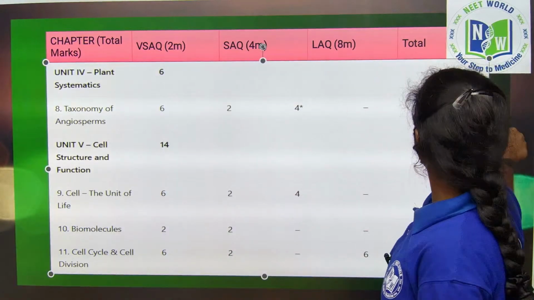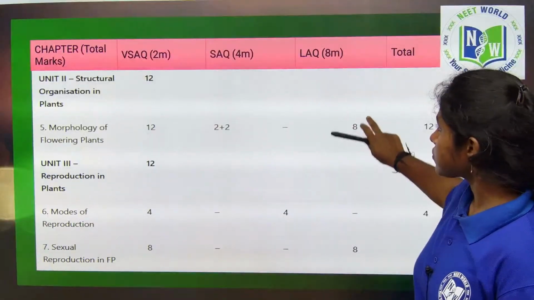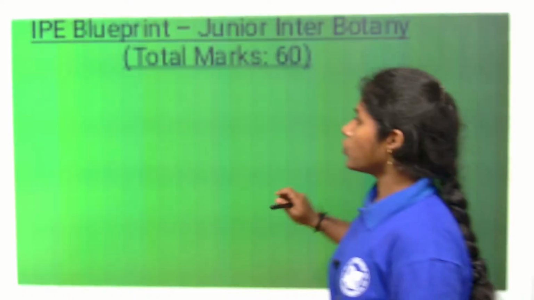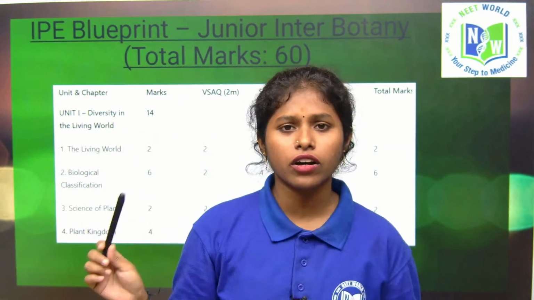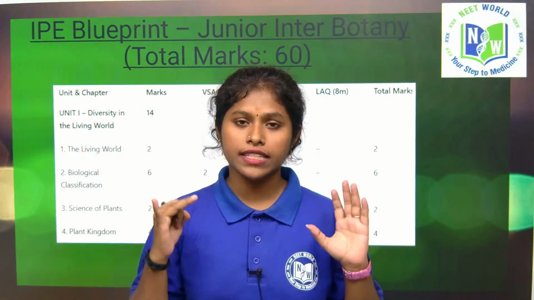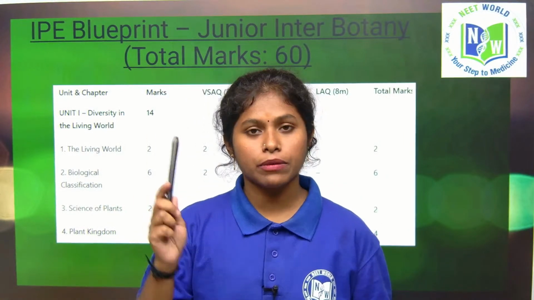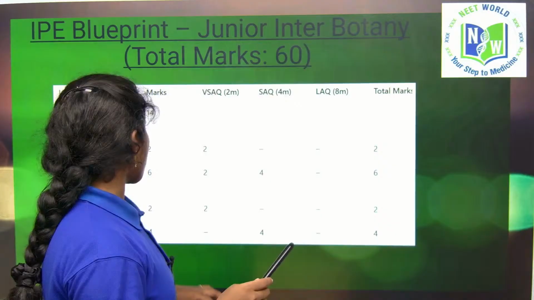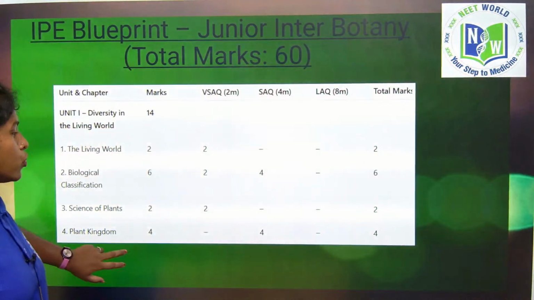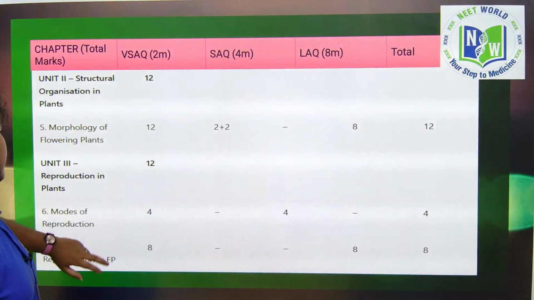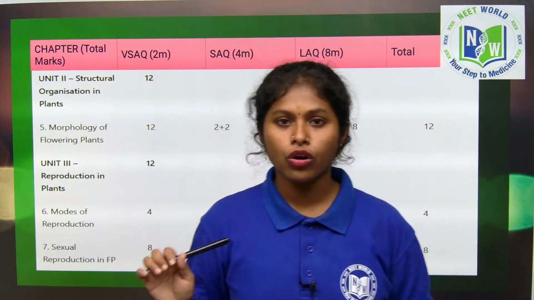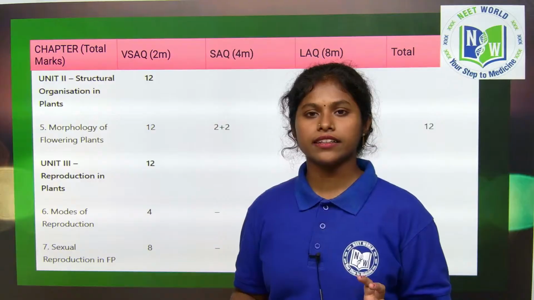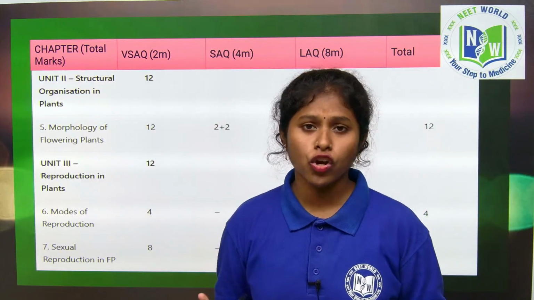Coming to the 2 marks questions, students, you have to read all units compulsorily. You have to cover the 7 units, because sometimes they will give 1 question from a chapter, otherwise 2, otherwise 3. But for sure you have to read the 2 marks questions from every chapter, because there is no choice in 2 marks.